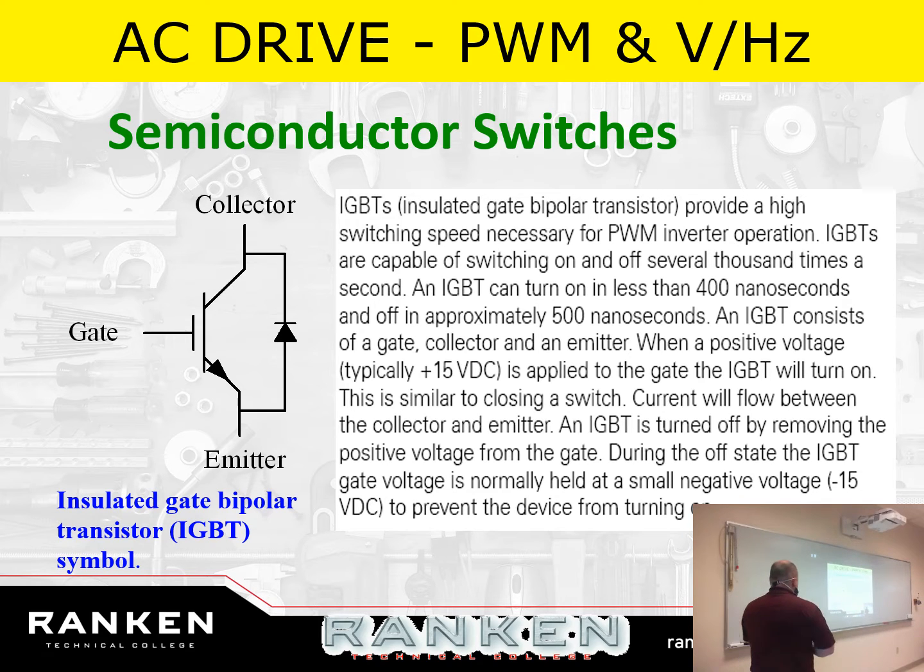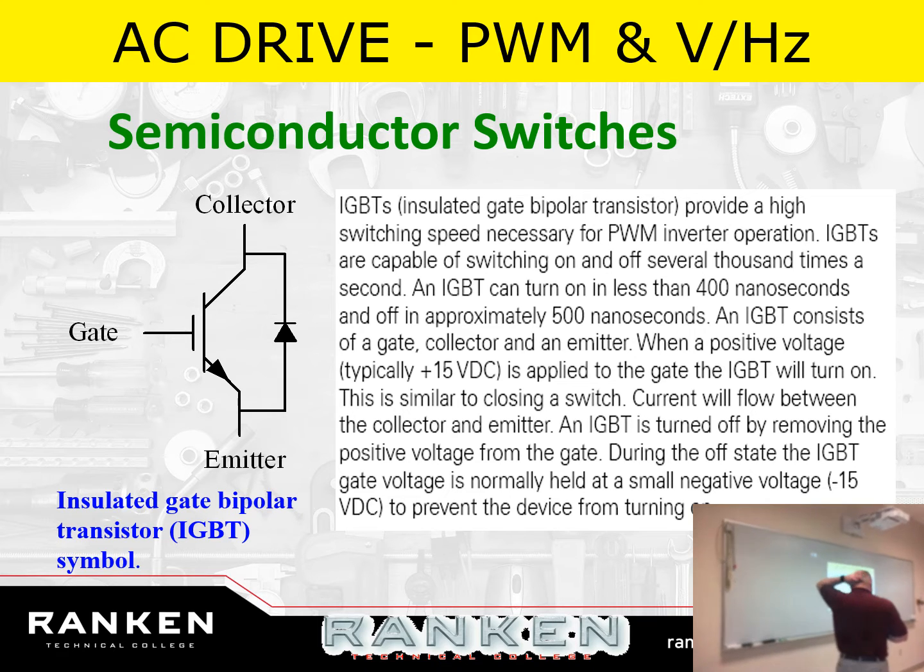But it works just like a normal transistor. So, during the off state, the IGBT gate voltage is normally held at negative 15 volts. That's to prevent... Anybody ever talk about negative pressure in a vacuum, right? You put negative pressure in it to try to keep dust out. It's kind of the same thing. You put negative pressure to make sure that it stays closed.